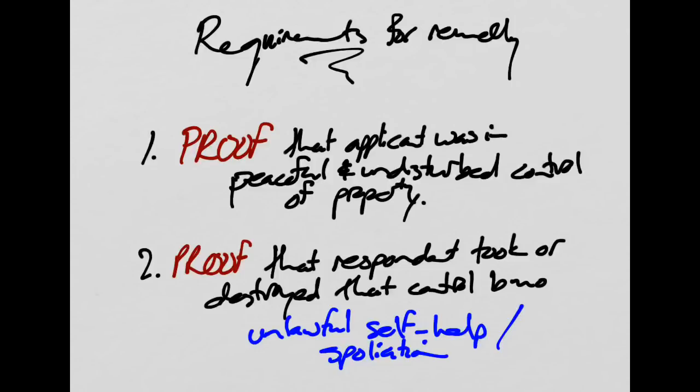Okay, so what do we need for this remedy to succeed? What are the requirements? You will see we need two things. First off, we need proof that the applicant was in peaceful and undisturbed control of the property. And secondly, proof that the respondent took or destroyed that control by means of unlawful self-help or spoliation.